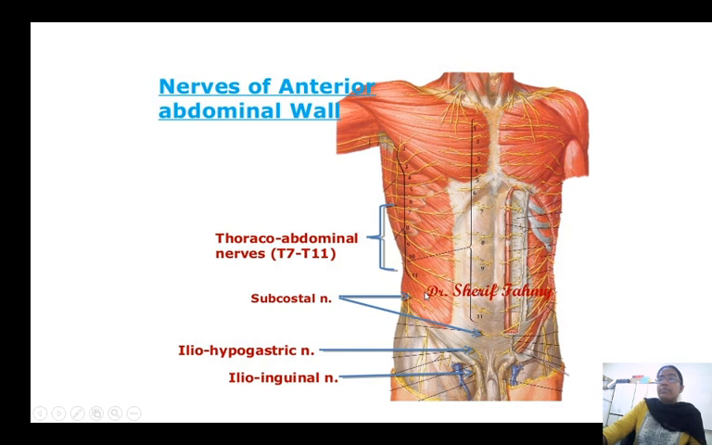Coming to the nerve supply, the anterolateral muscles are supplied by the lower 6 thoracoabdominal nerves, from T7 to T11. The iliohypogastric nerve is mostly described for the external oblique, but the internal oblique is also supplied along with the transverse abdominis. It is also supplied by the iliohypogastric and ilioinguinal nerves.